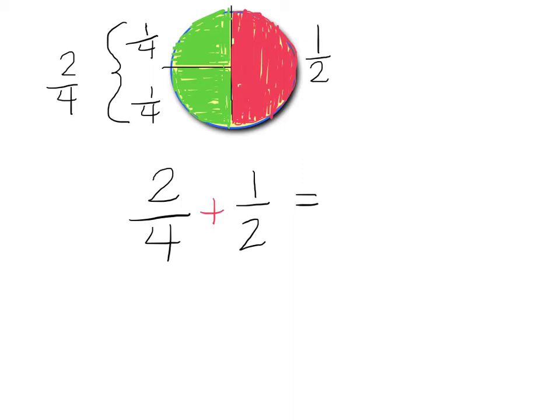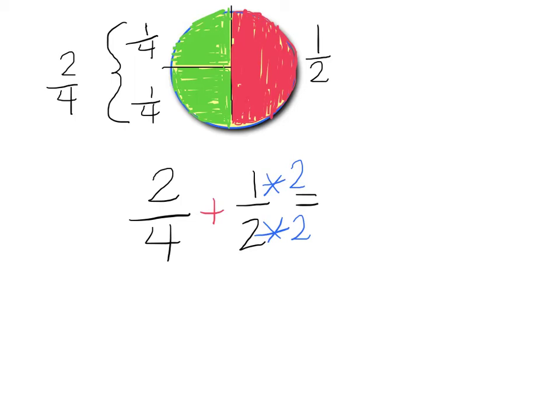First thing I notice is that my denominators are not the same. Therefore, I must find the same denominator, or a common denominator, for both of these fractions. Here's where I need to know my multiplication tables. I know that 2 times 2 equals 4. So I'm going to change my 1/2 into 4ths. Whatever I do to the denominator, my numerator has to do exactly the same. So I'm also going to multiply the numerator by 2.